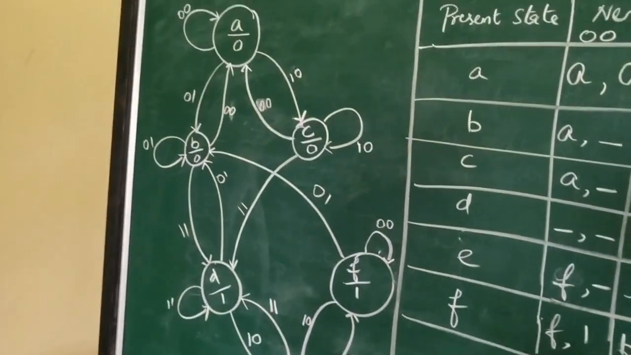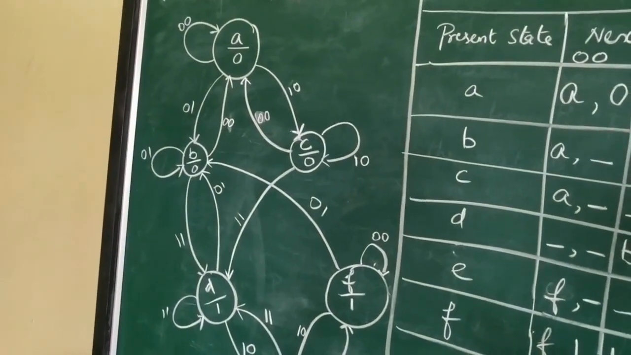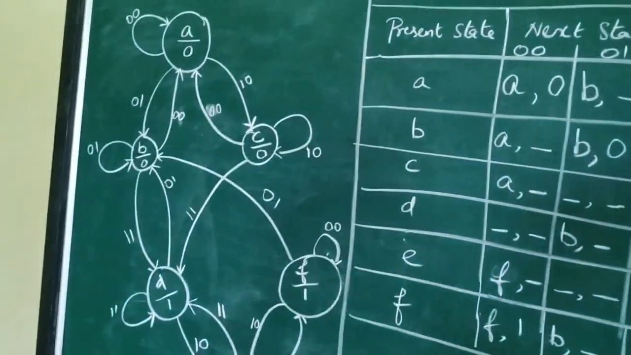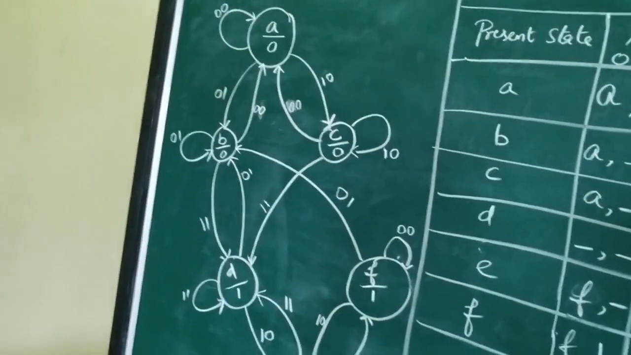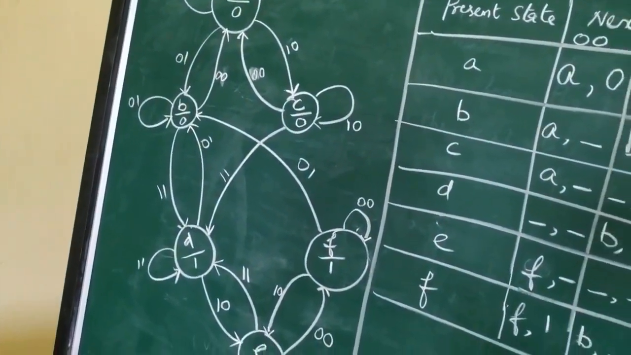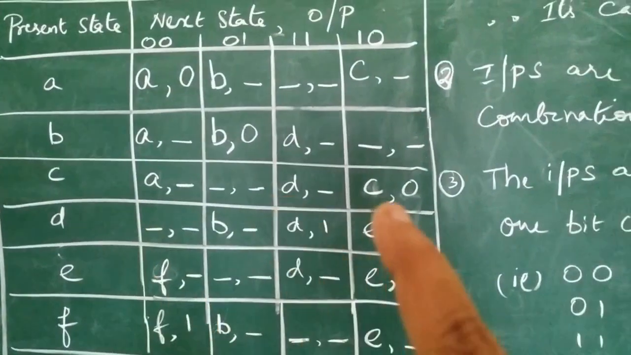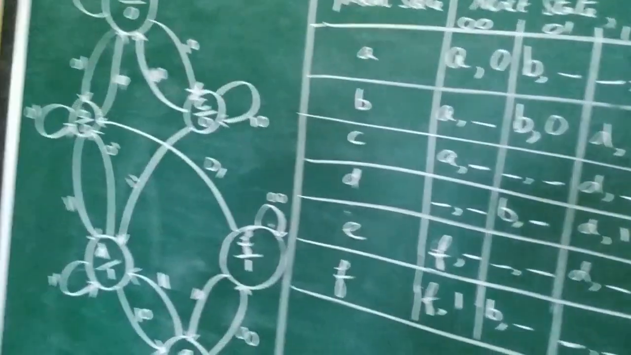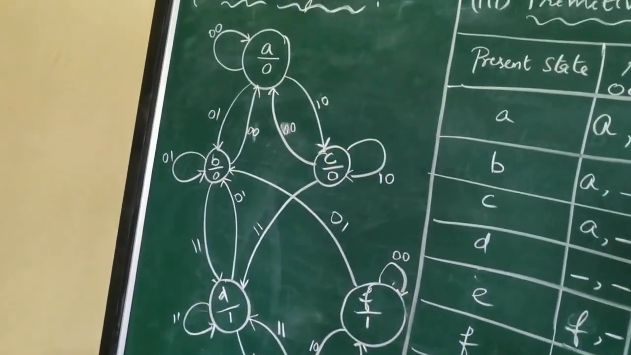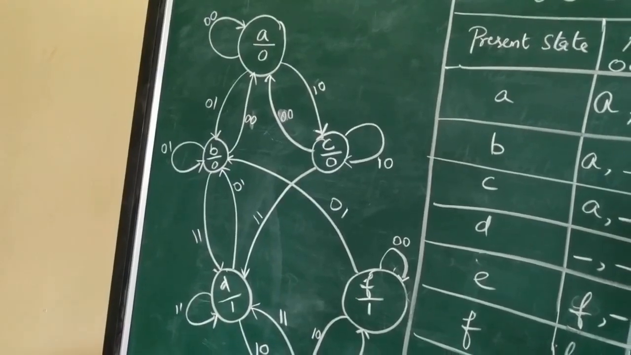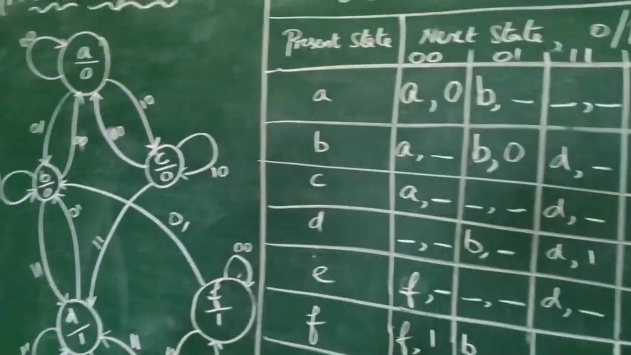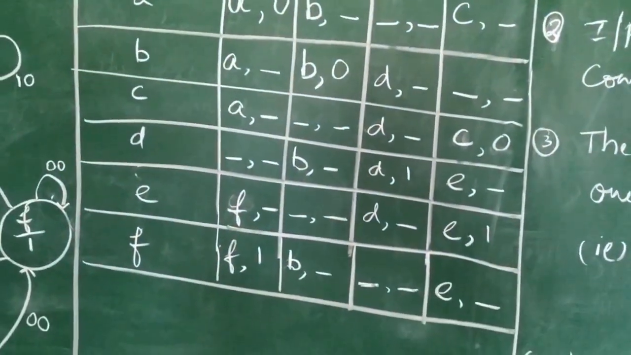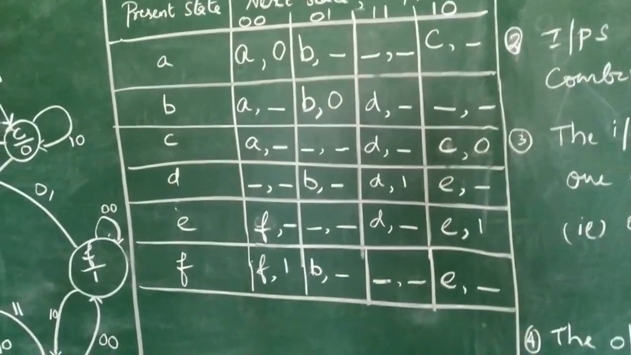Now come into C. From C, it moves into A for 0, 0. So in 0, 0, you write A comma dash because that is an unstable state. What is this other state? It moves to D for 1, 1 from C. So from C it moves to D for 1, 1. Under 1, 1 you can write D comma dash. What is the self loop for C? It is 1, 0 and the output is 0. So come into the 1, 0, C comma, write the output 0 because it is a stable state. In this way you fill the whole thing.